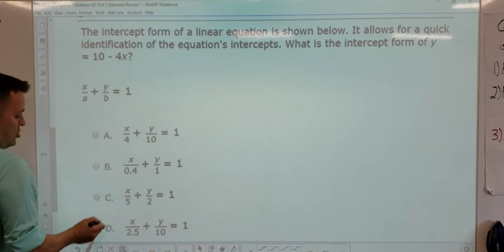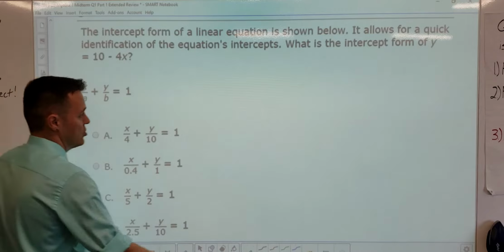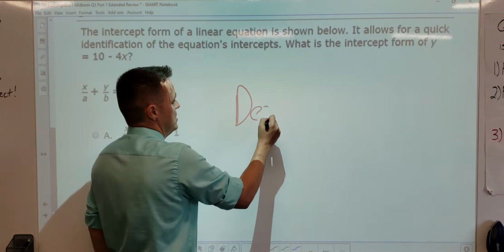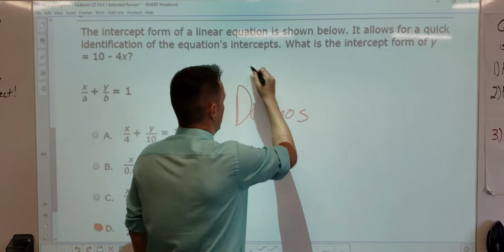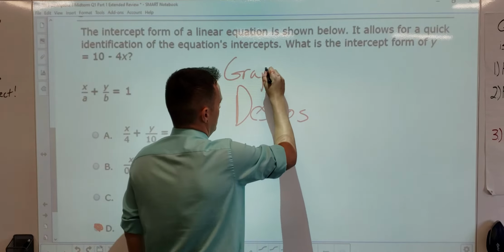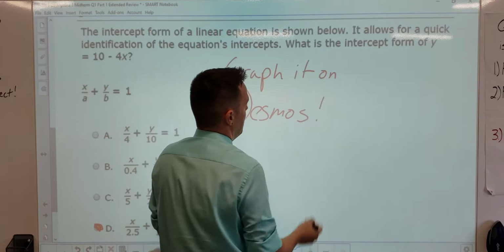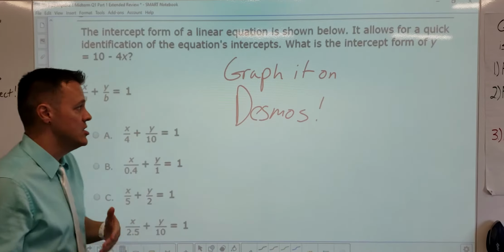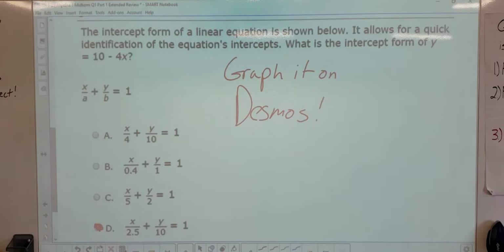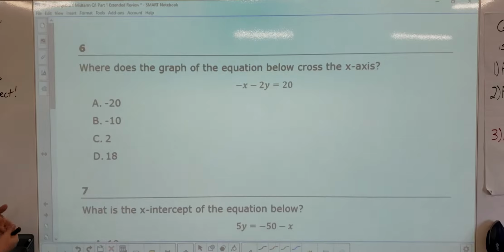What I want you to do on your notes is, after you circle D, put Desmos, or put graph it on Desmos. Or you just put graph it, it's up to you. Just understand that philosophy. That's the easiest way to answer this.